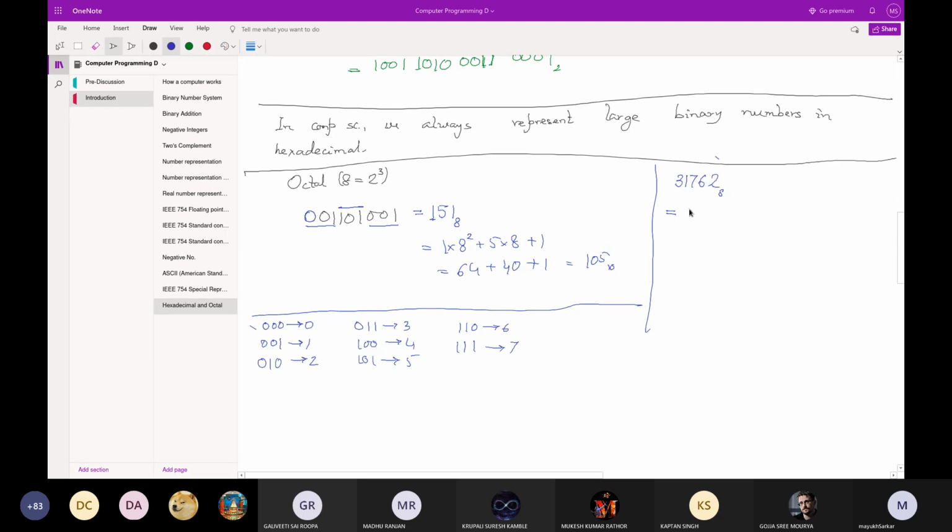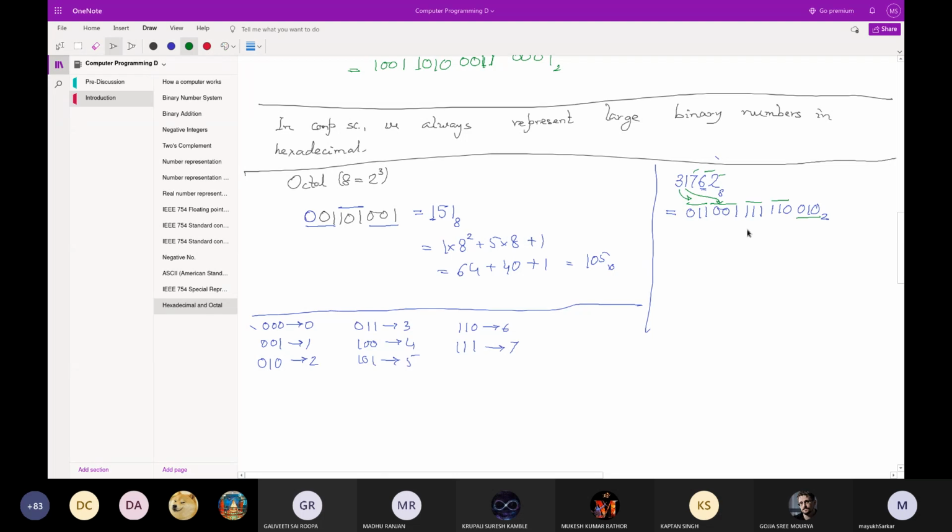So 3 will be 011, 1 will be 001, 7 will be 111, 6 will be 110, and 2 will be 010. That will be the binary conversion from this octal. If you check it out, every digit is being converted to a group of 3 bits. 7 is here, 6 is here, and this 2 is here.